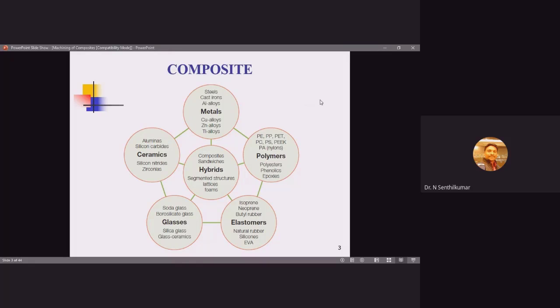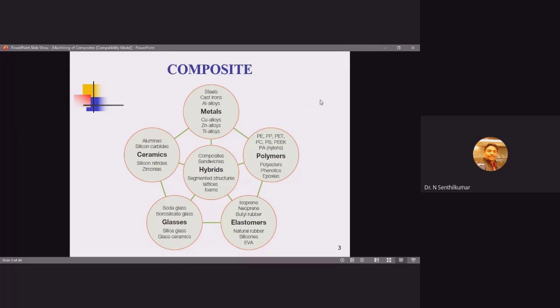Okay. So coming down to this, we have the metals: steels, cast iron, aluminum alloys, copper alloys. These are all called metals because they form intermetallic components. Then we have the polymers, right? Polyethylene, polypropylene, PEEK, polyacetylene, epoxy. Epoxy we will be using mostly for the formation of composites. Then we have the glasses, glass fibers, borosilicate glasses in micron size, in nano sizes.